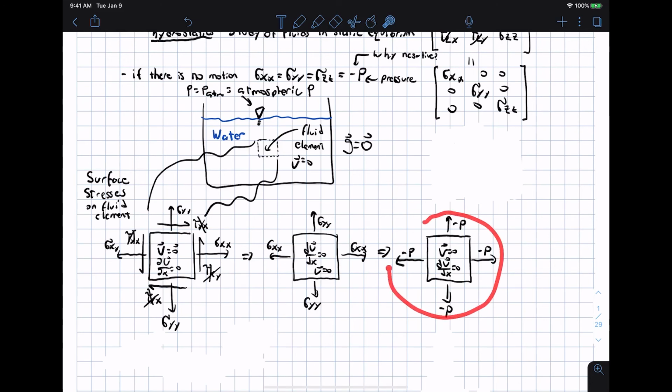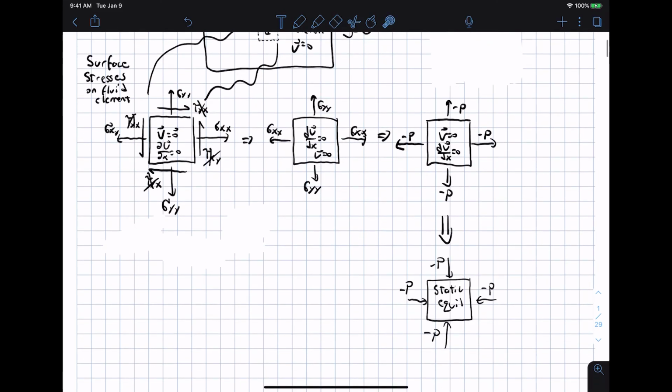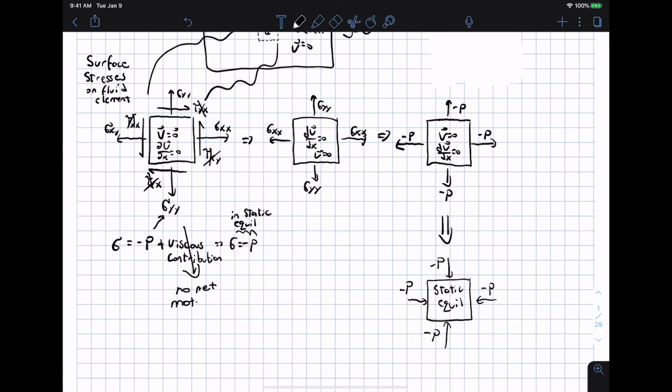That turns into this stress tensor here, and then this is in static equilibrium, neglecting the weight of the fluid in this little square. So we're just left with pressure pushing on the surface of each face. Where this comes from is that the normal stress is actually defined to be minus pressure plus some viscous contribution. If there's no net motion, the viscous contribution is zero, and so you can cancel that out. Thus, in static equilibrium, the normal stress is equal to minus p.